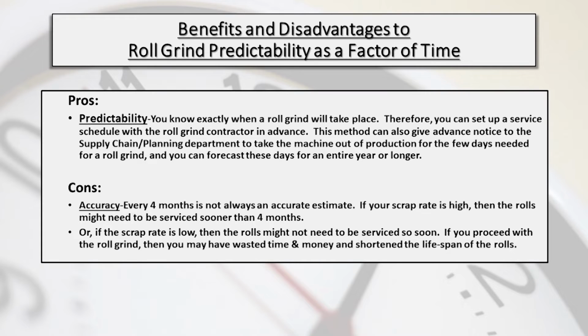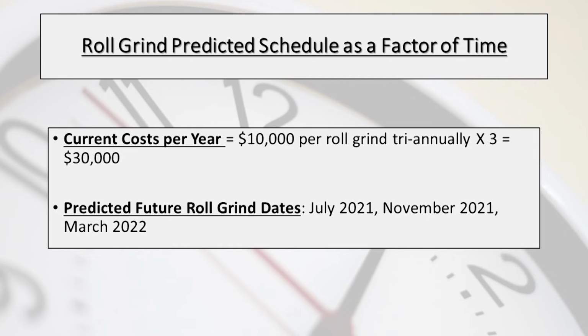This has some good things. It's predictable. We can schedule months in advance, even years, on approximately when we will need a roll grind, and the contractor can be set up and ready to do that. The cons is that oftentimes it needs to be done much earlier than that, and we end up producing more scrap than we really should. Or we grind too early and we shorten the lifespan of our rolls.